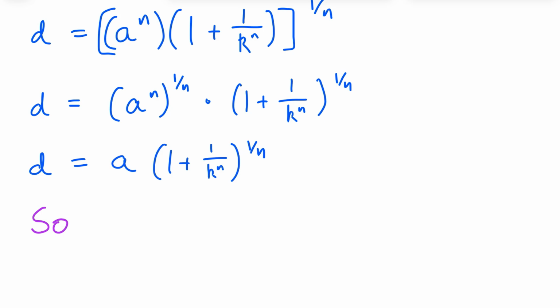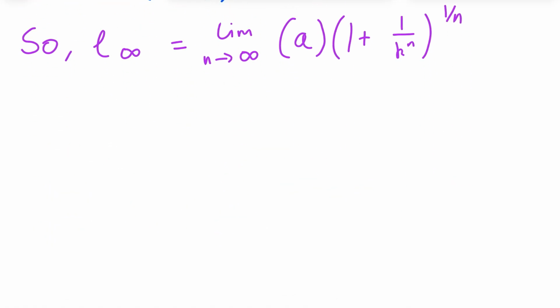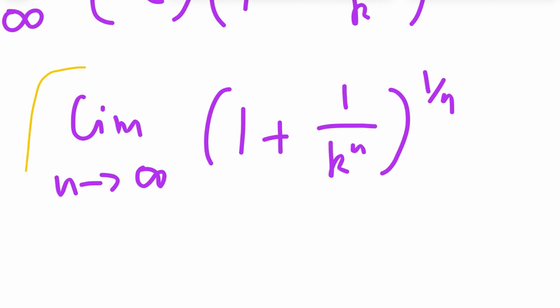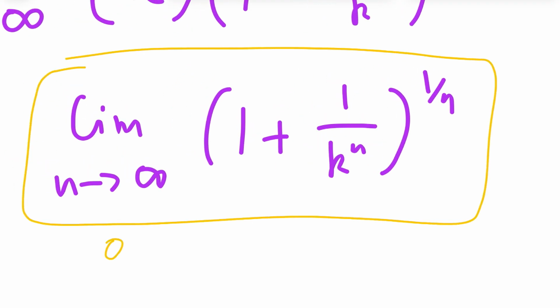The first part can just be simplified down to a, and since that means that it's now independent of n, we can take it outside of the limit. So it all comes down to this expression here, the square root of 1 plus 1 over k to the n, and its behaviour as n approaches infinity.